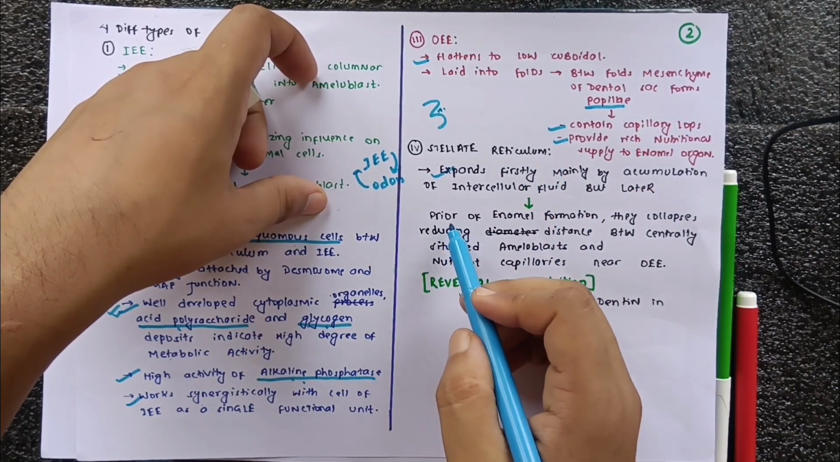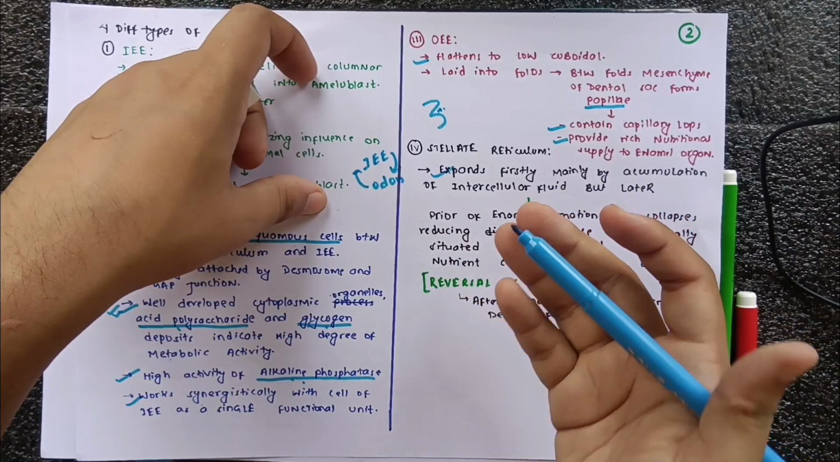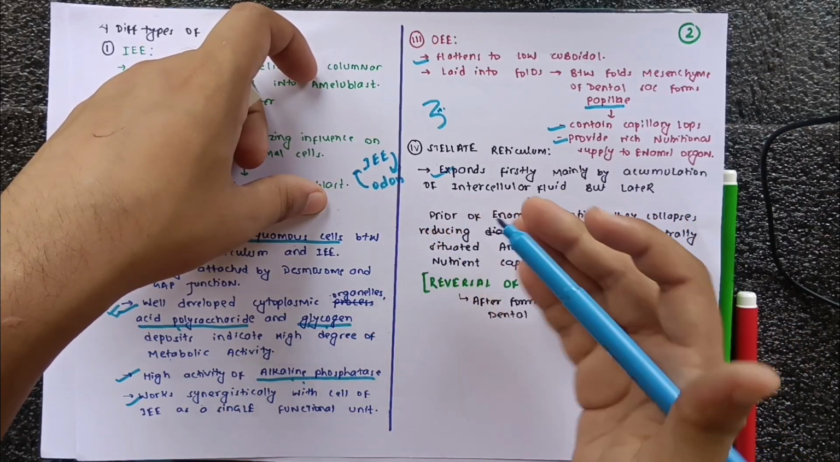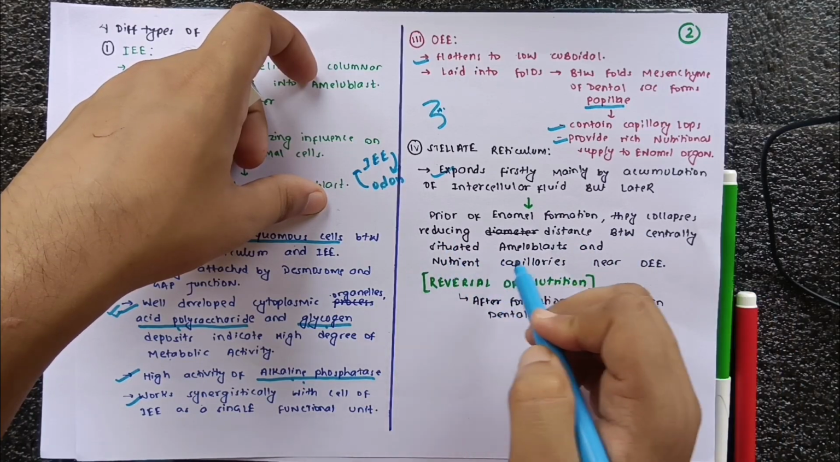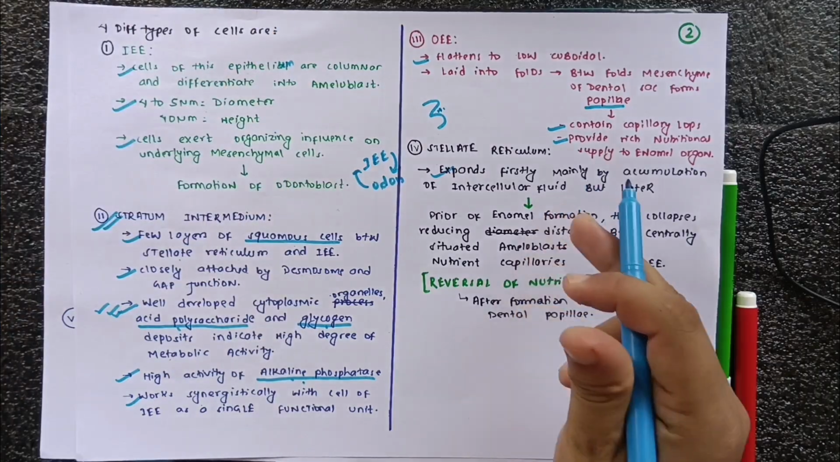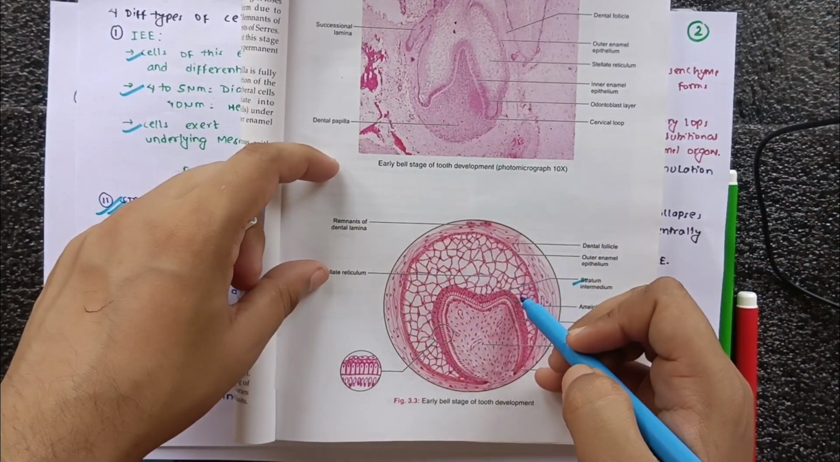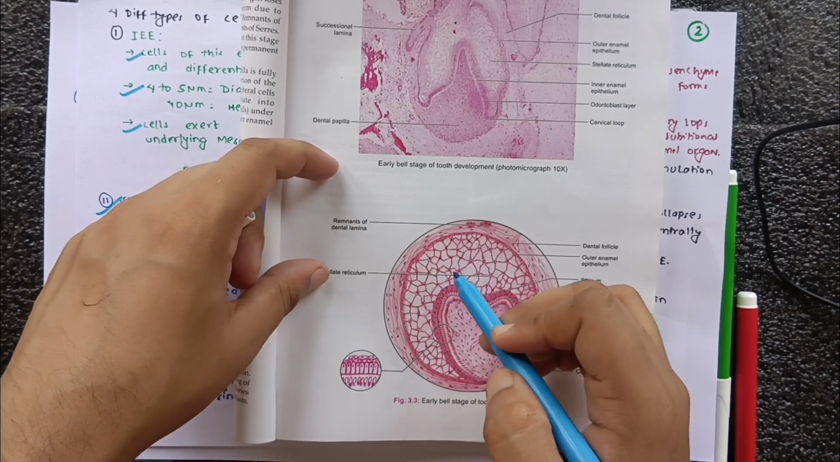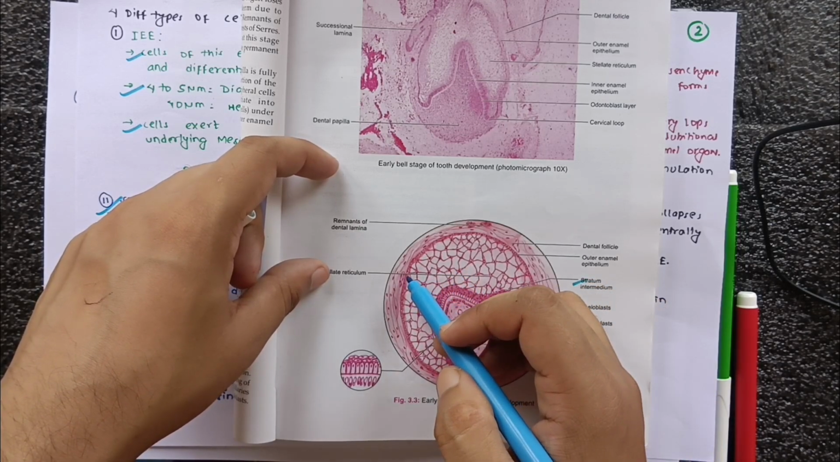But later, prior to enamel formation, that is, prior to mineralization, prior to the start of the advanced bell stage, they collapse, reducing the distance between the centrally situated ameloblasts and the nutrient capillaries near the outer enamel epithelium. This means that the stellate reticulum layer just collapses, due to which the inner enamel epithelium comes closer to the outer enamel epithelium.